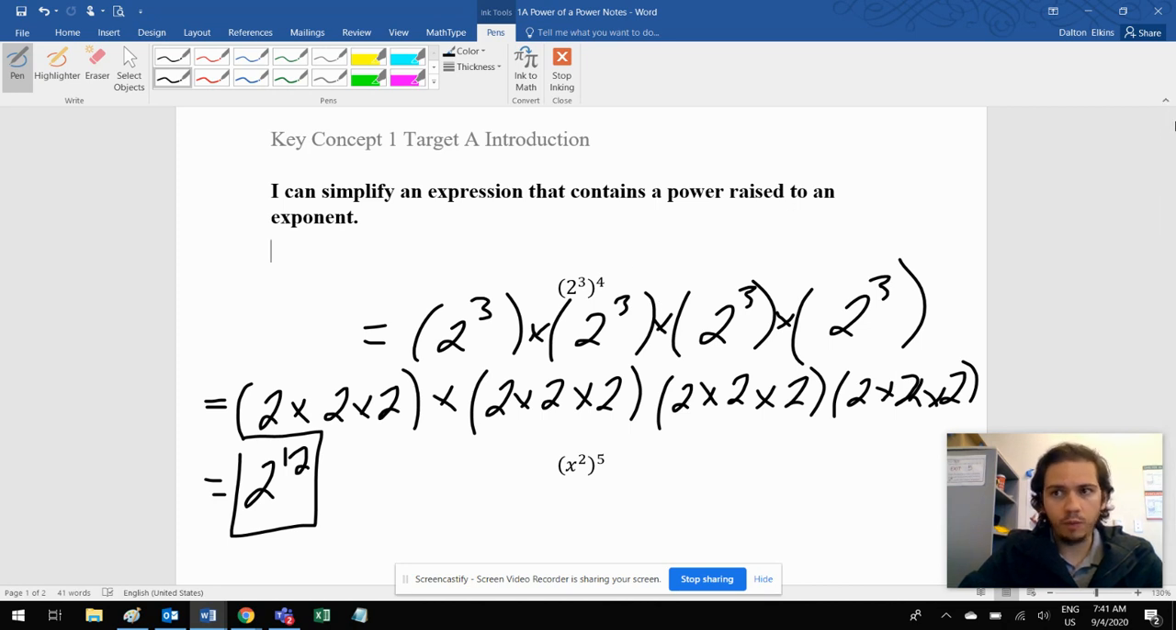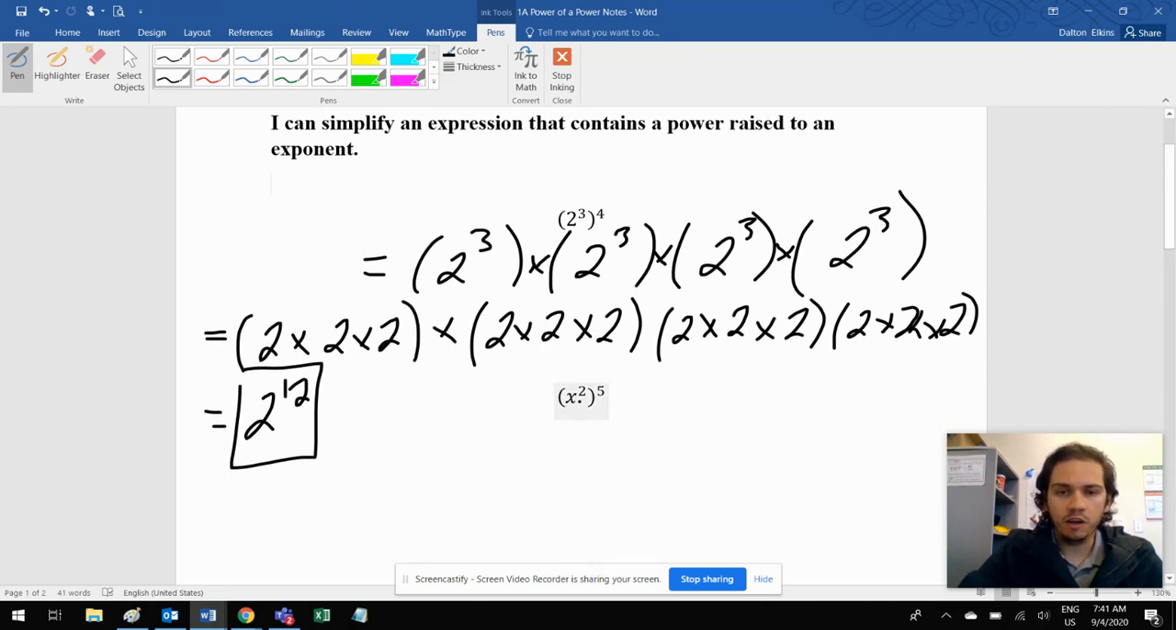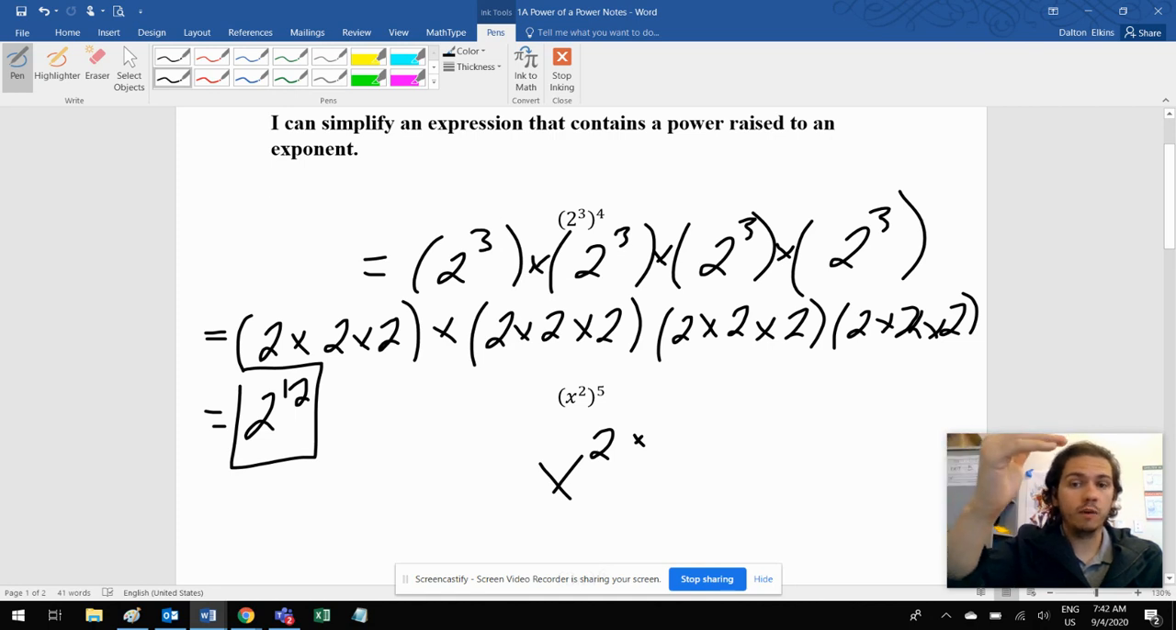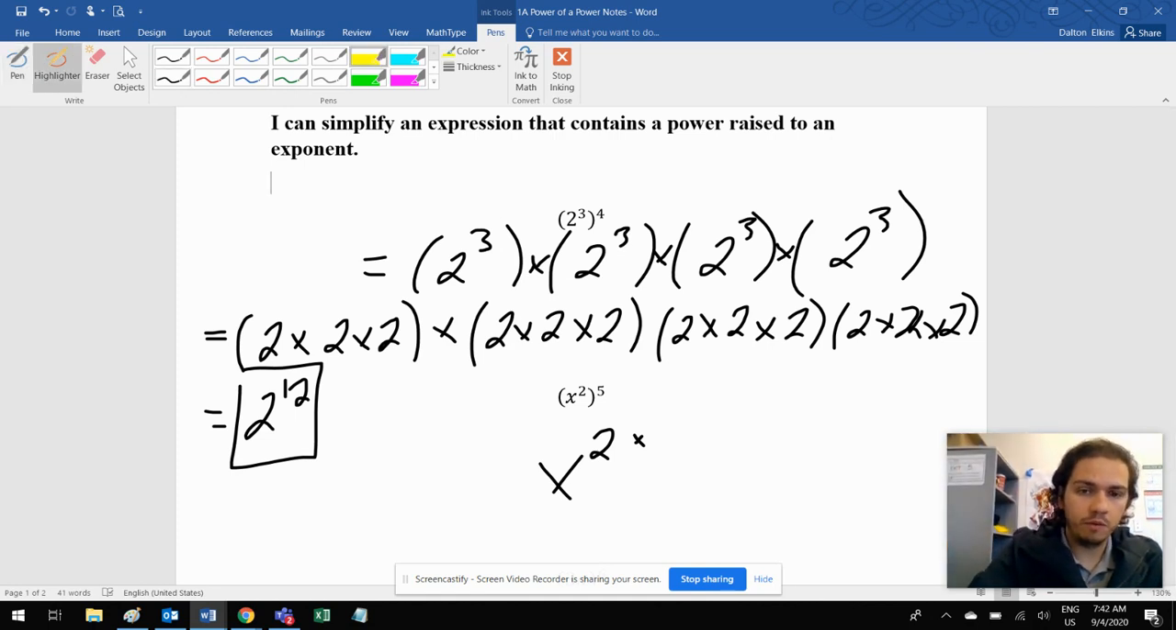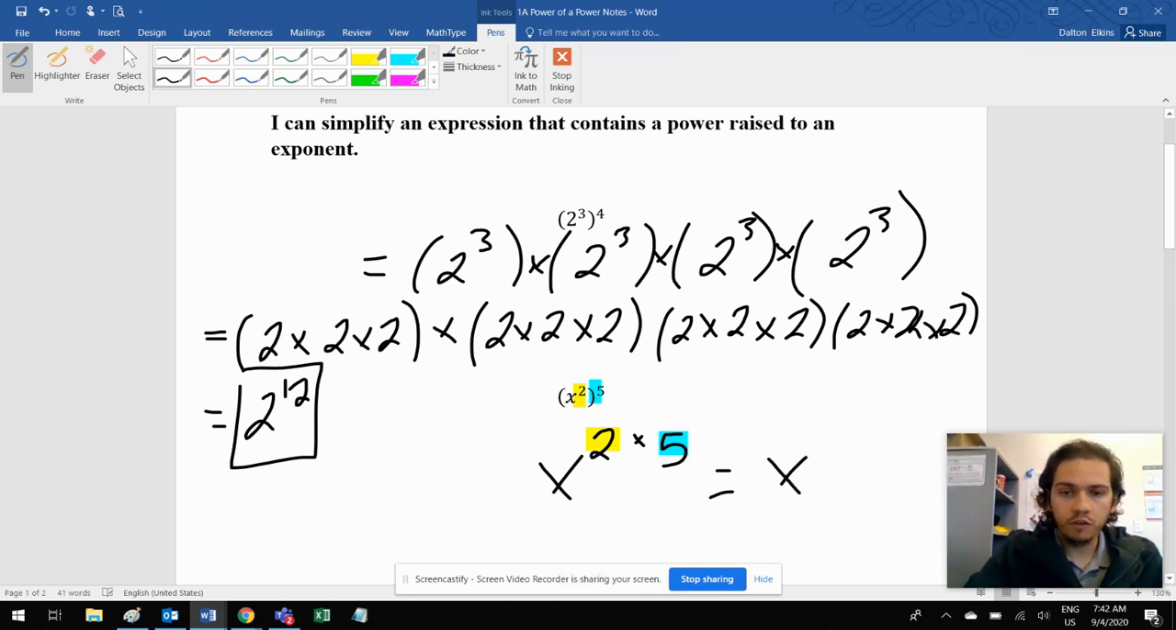Now, surely there's an easier way to do this, right? Especially because here I'd have to write 5 different things. So the rule is that you could take the exponent of what's inside the parentheses and multiply it by the exponent that is being raised to outside of the parentheses. So I'm going to take that 2, multiply it by this 5, and that'll give me my overall exponent. So 2 times 5 is 10, so this would be x to the power 10.